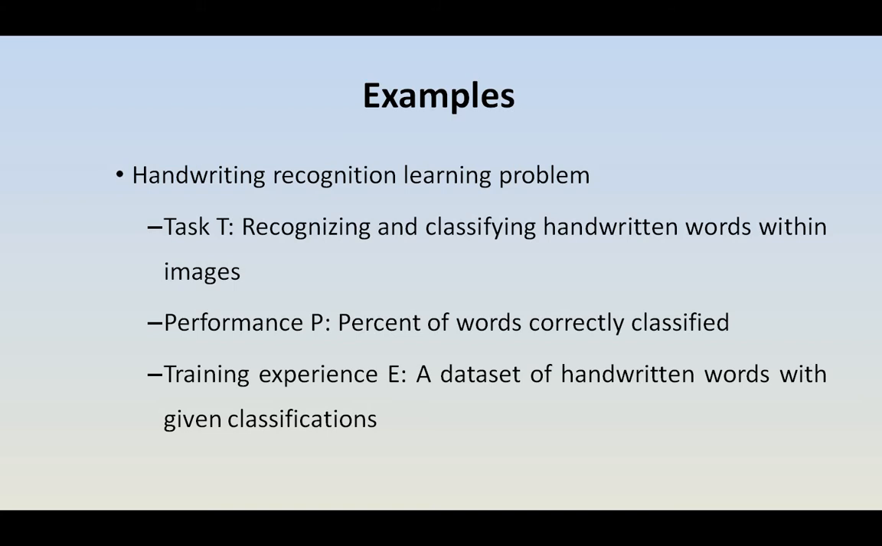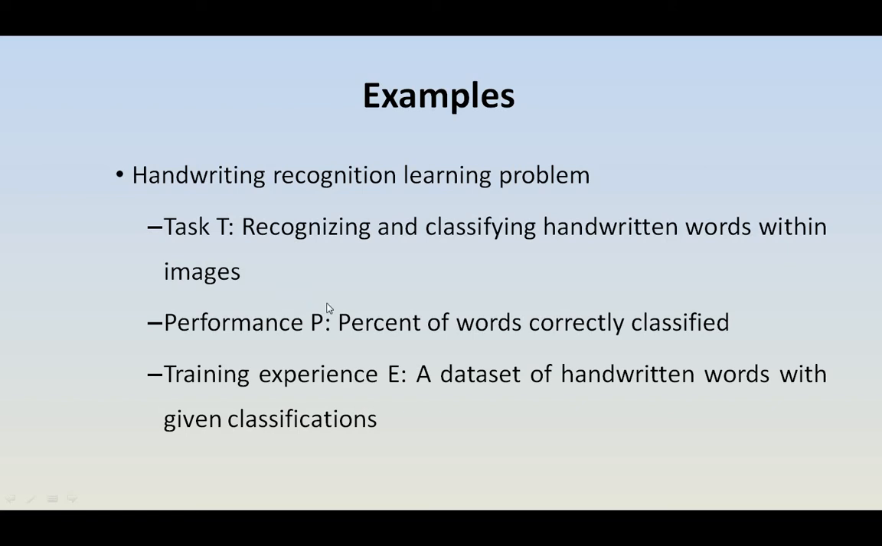The very first one is the handwriting recognition problem. So how is this handwriting recognition problem considered as a machine learning example? For each and every example, it can have the task T, performance P, and as well as the training experience E. Each and every example can be classified in these three criteria: task T, performance P, and training experience E.